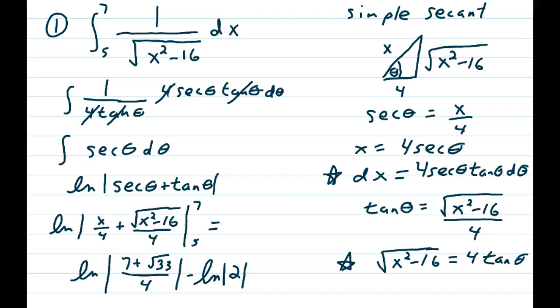Back subbing, our secant theta is x over 4, tan theta is square root of x squared minus 16 over 4, and we evaluate that from 5 to 7 to get the natural log of the absolute value of 7 plus the square root of 33 over 4, minus the natural log of the absolute value of 2.